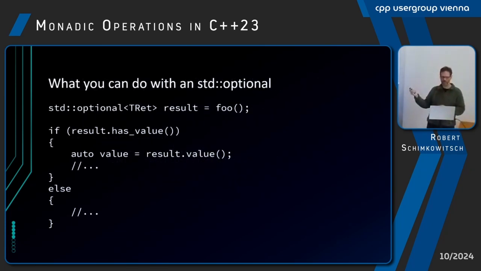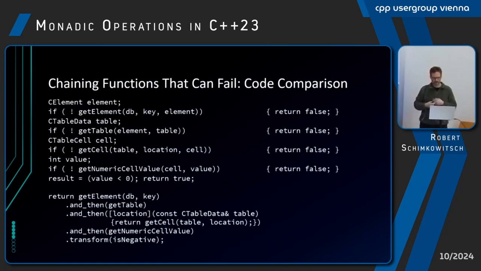So what can we do with optional? Well, we can check if it has a value. And if it has a value, we can get the value. If we try to get a value from an empty optional, we raise an exception. Well, optional does. And yeah, we have the code comparison. Now, let's have a little poll.